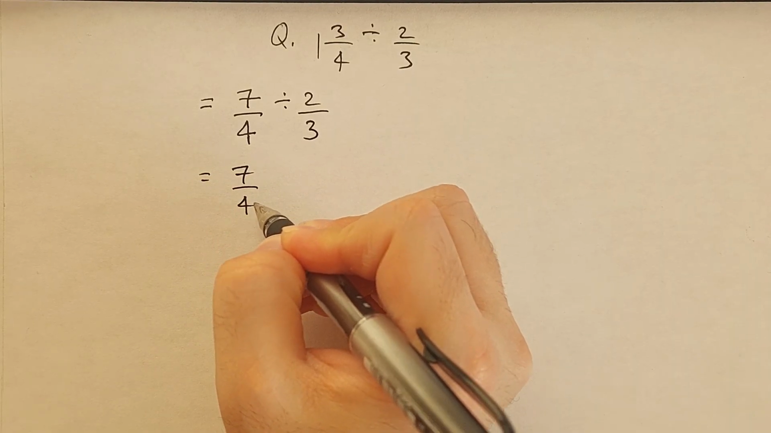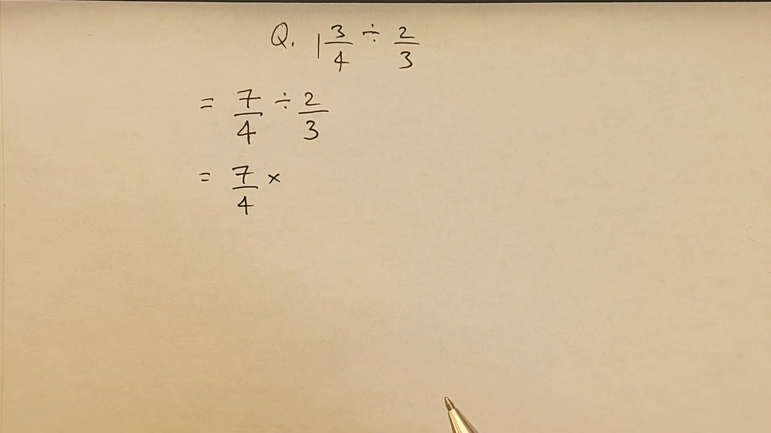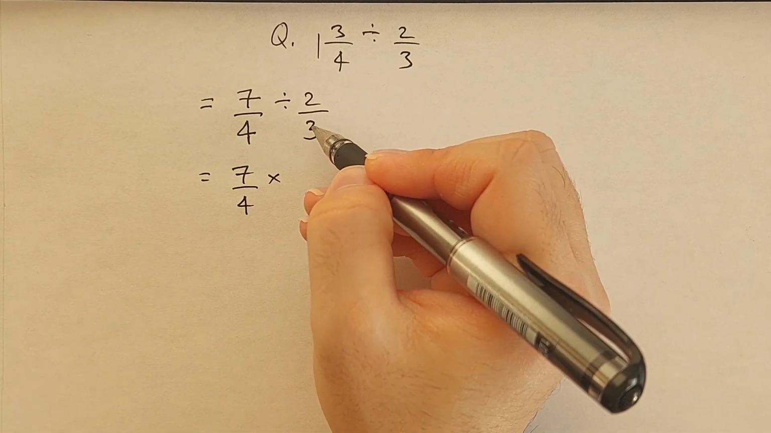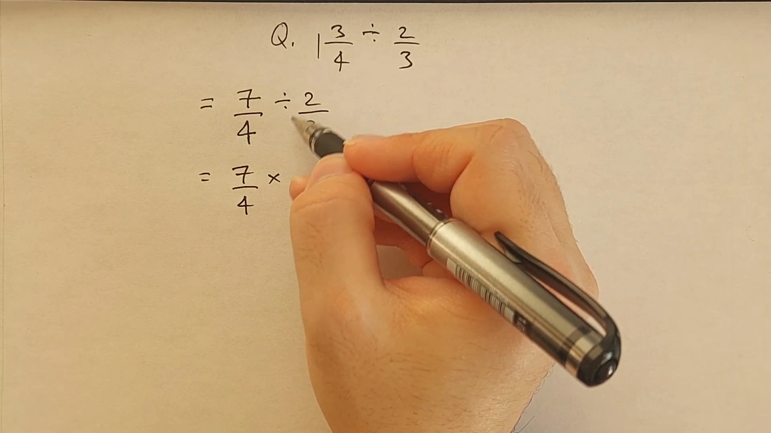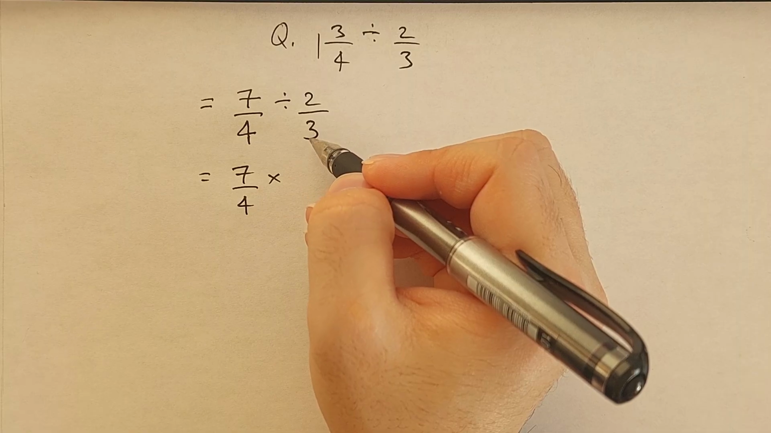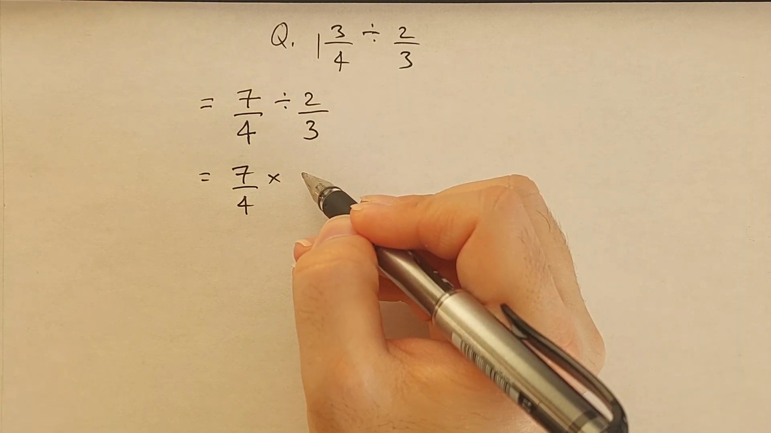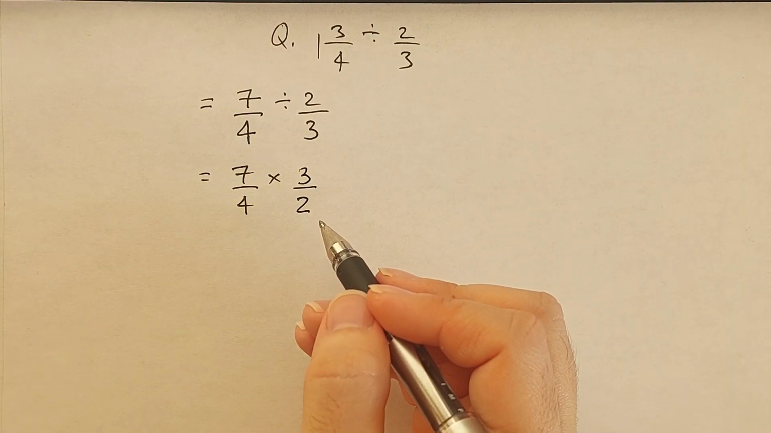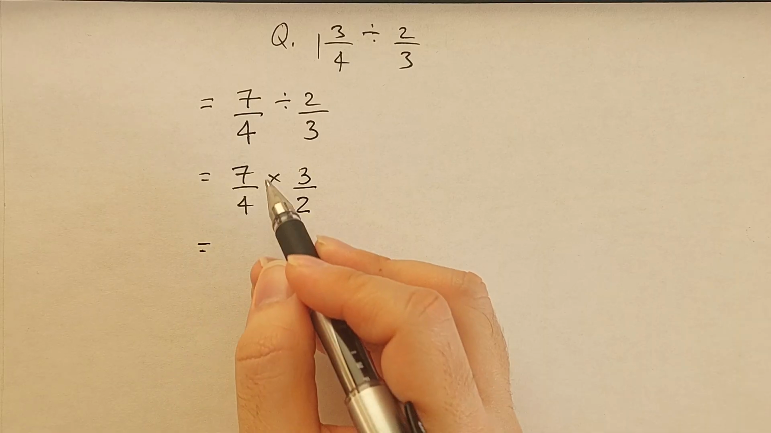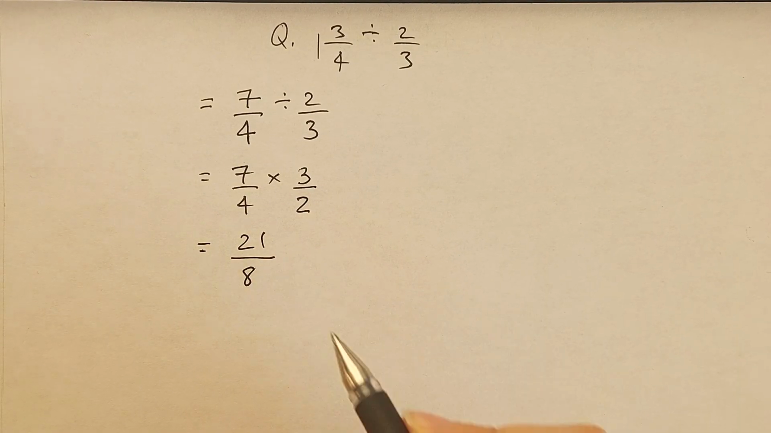We write 7 by 4. Instead of the division sign, we write a multiplication sign. And then when we do this, we take the fraction that is after the division sign and we switch its numerator and denominator. So its denominator will become its numerator and its numerator will become its denominator. So we will write it 3 by 2. So now we can multiply these fractions together. 7 times 3 is 21 and 4 times 2 is 8.